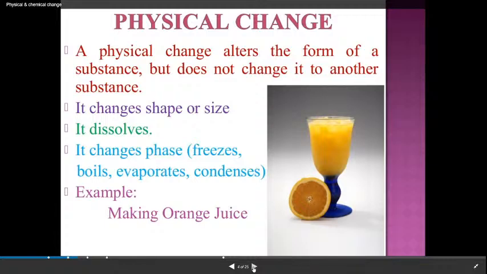So if it changes its phase, just now we have seen how it has changed its phase. The solid has converted into liquid, there is a change in the phase. When you boil water, it is going to form water vapor, so once again it is going to change its phase from liquid to gaseous state, right? And condensation means the conversion of gas to liquid. Understood?